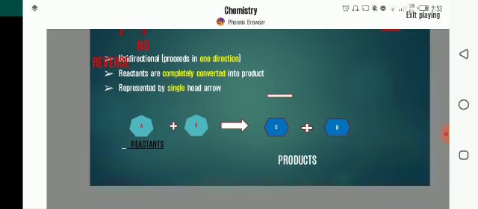So, irreversible reactions are unidirectional. I told you before that it always proceeds in a single direction, meaning forward direction. Reactants completely convert into product, and this reaction is represented by a single head arrow. A and B are two reactants, and the arrow shows that the reaction is proceeding in the forward direction, and we are getting the products C and D. Reactants are completely converted into products C and D.